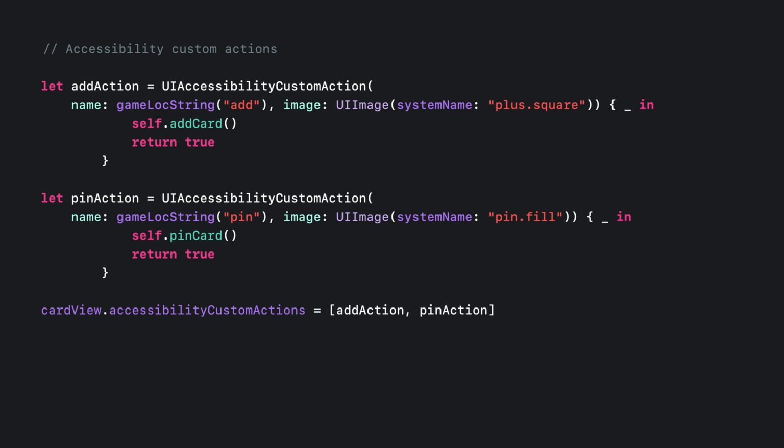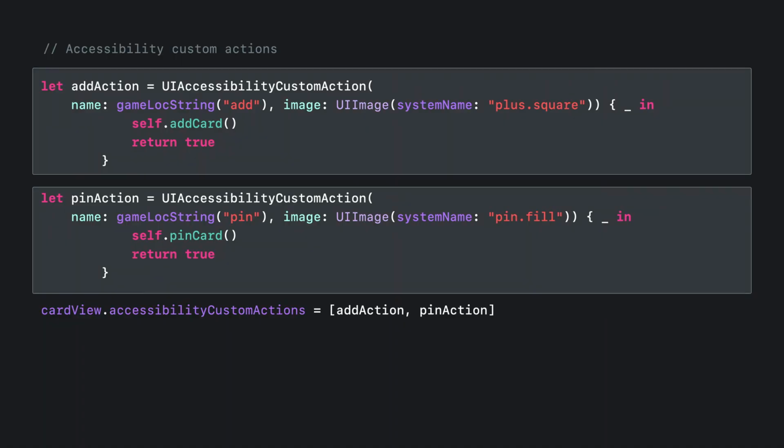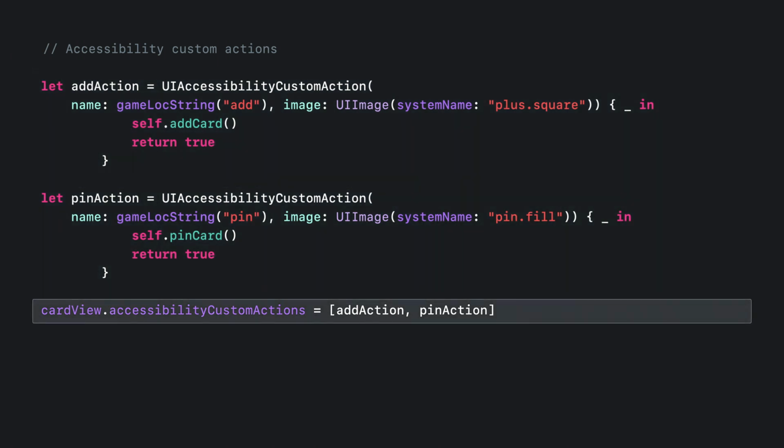Custom actions are great because they translate across many assistive technologies. When you add custom actions to something, it will show up in VoiceOver, switch control, and full keyboard access. Custom actions are what show up when you hit Tab Z. As you can see here, all I need to do is create a UI accessibility custom action for the actions I want to add. Then, go ahead and set those to my accessibility custom actions array on my card view.